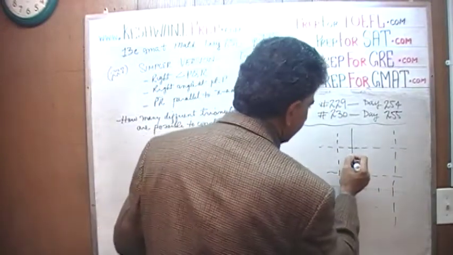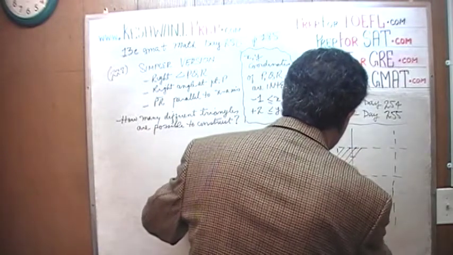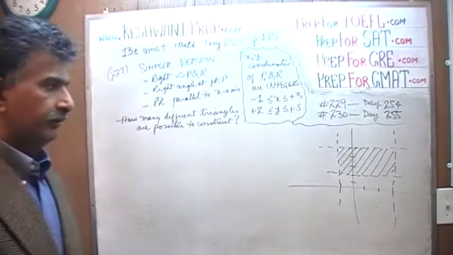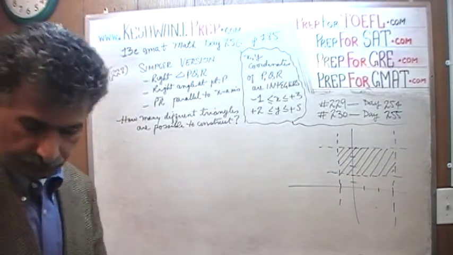So this particular region, we are not allowed to go outside this region. And the question simply is, how many triangles can you construct in it? Well, let's start with point P.